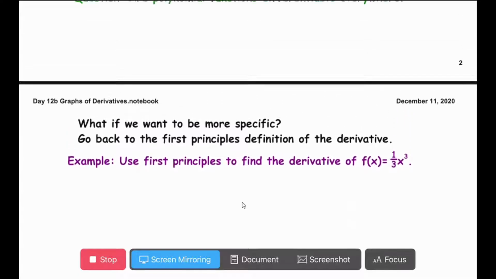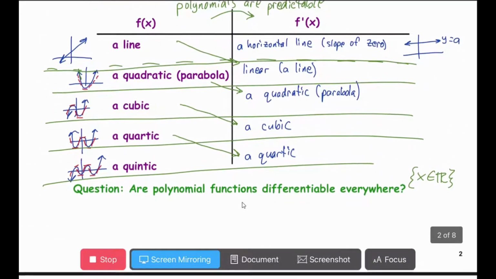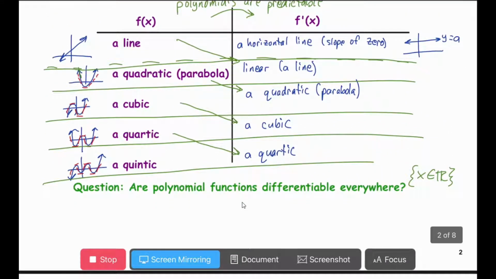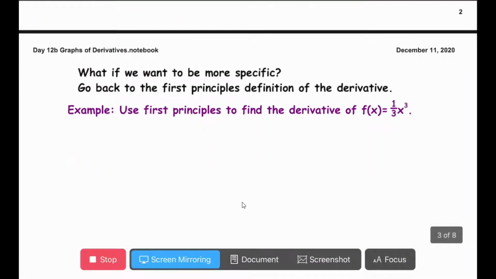What if we want to be more specific, though? Here we just talked in general terms: if my parent function is a quadratic, my f of x is a parabola, then my f prime of x is linear, or if I have a cubic, I'm going to get a quadratic. How can I find the actual function? So if I start with my cubic f of x, how can I actually find my quadratic equation for my derivative? Well, go back to the first principles definition of the derivative.